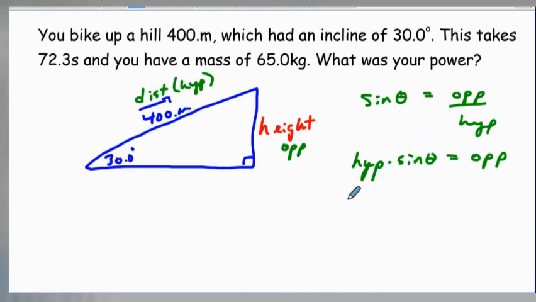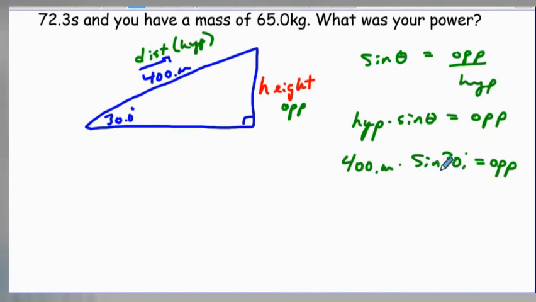So let's see. This is going to be the hypotenuse. So that's 400 meters times the sine of 30. Those of you in pre-cal, you've learned your unit circle and stuff. You know that this is a half, so this is going to be 200 meters. Okay, so our height here is 200 meters.